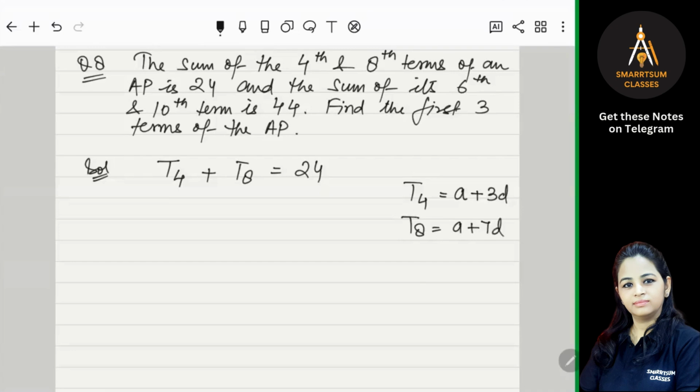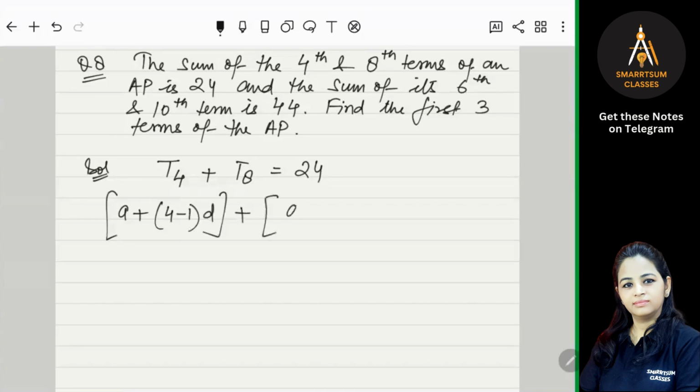Are you getting that? Okay, so T4 where n value is 4, a plus n minus 1 into d. N is 4, so 4 minus 1 is 3. We have assumed that a is the first term and d is the common difference here, right? So T4 according to the formula will be a plus 4 minus 1 into d, right? And T8 will be a plus 8 minus 1 into d. This is equal to 24. So this will become a plus 3d and this will be a plus 7d.